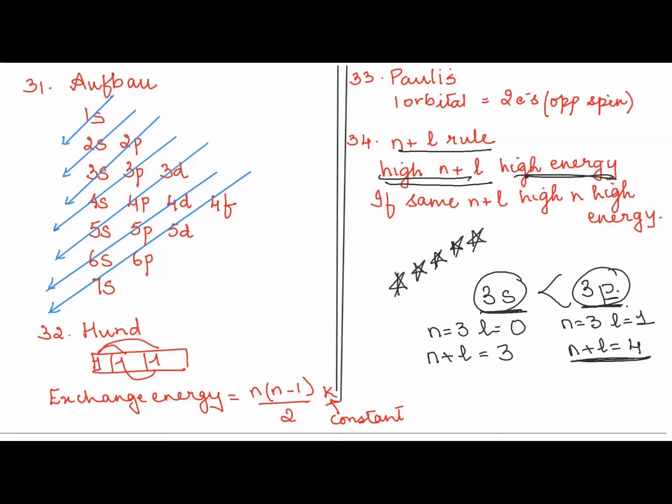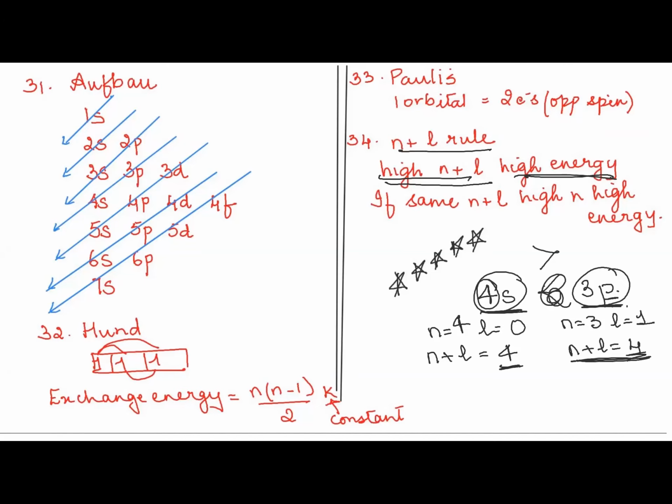But sometimes you'll get the same n plus l values. Like, for example, instead of 3s, what if I had 4s? I have now 4s here. So my n is 4 here, my l is 0. So 4 plus 0 became 4 here. So now my n plus l value is the same. Here also 4, here also 4. Now what should I do? Just see n. Higher n, higher is the energy, which is higher n here, 4. So who has the higher energy? 4s as compared to 3p.